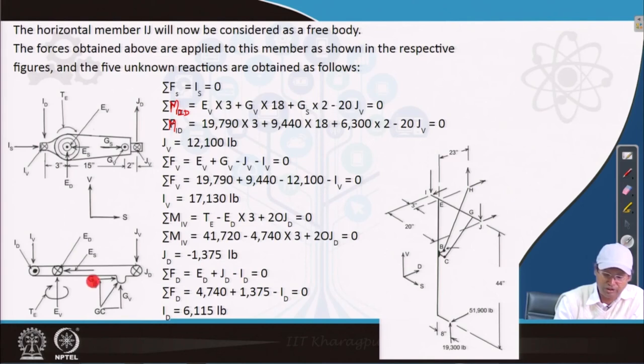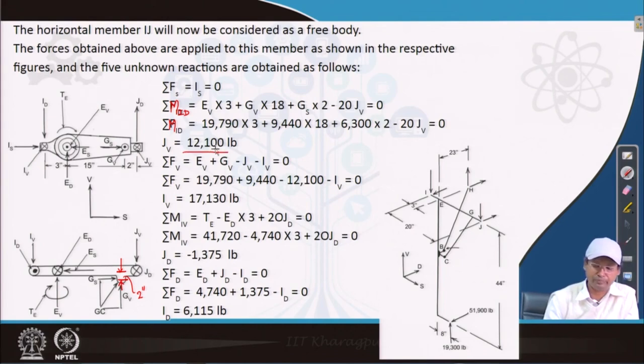GS into 2, this distance from here to here is 2 inch, GS into 2, minus 20 JV. JV is acting in the direction opposite to EV, which is the reason it is minus. So these three are acting in the same direction, and this one is acting in the opposite direction, which gives us 0. If we solve these equations, from this equation we get the value of JV as 12,100 pound.